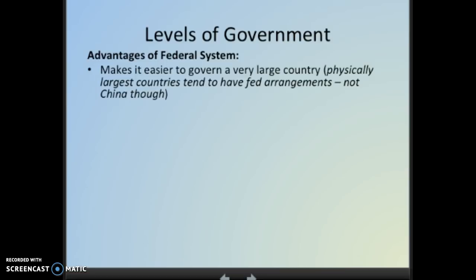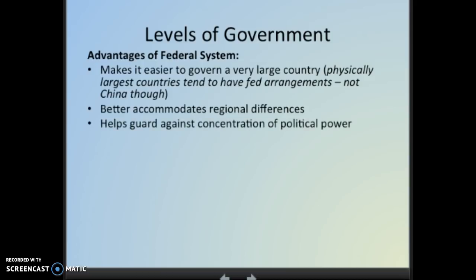Ironically, though, the largest countries tend to have federal governments, except for China. Even though China is geographically large and it has such a large population, it still has a unitary government, partly because it wants to concentrate power amongst the Communist Party. Okay, so federalism can better accommodate regional differences. And it's a check. I mean, it's one of the principles of the Constitution in order to check tyranny at the national level.